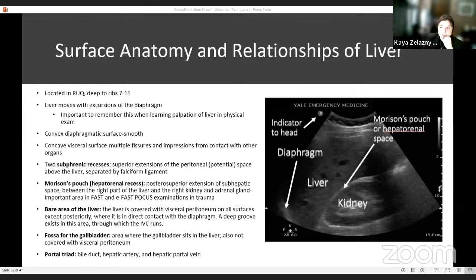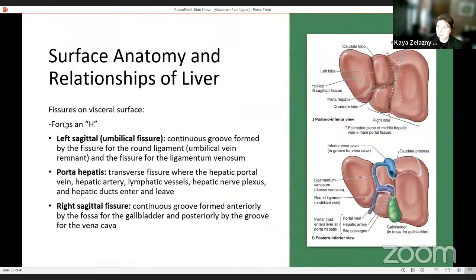The liver also has a fossa for the gallbladder, where the gallbladder is going to snuggle into a little hollow of the liver. This area also is not covered by visceral peritoneum. An important region that we're going to find is something called the portal triad. So we're going to see the bile duct, the hepatic artery, and the hepatic portal vein all coming into essentially the same area when we look at the liver. So those three together, we're going to consider our portal triad.